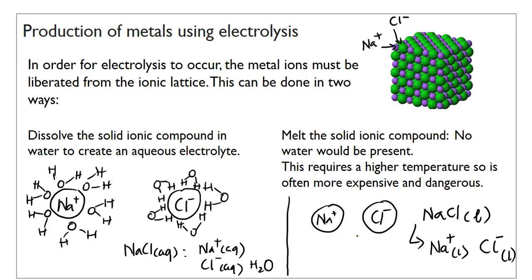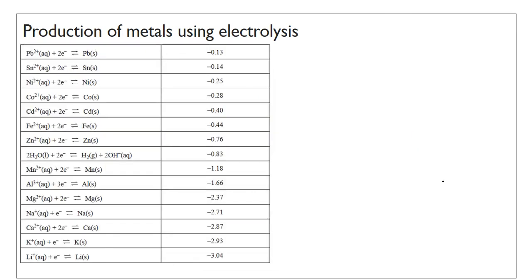But there are two ways. So if you want to induce electrolysis, you need to choose. You either dissolve the ionic compound in water, or if for some reason you don't want water to be there, or if the ionic compound is not soluble in water, the other way is to melt it. There are other ways to produce metals besides electrolysis, but if you want to go with electrolysis, you have to think about these things.